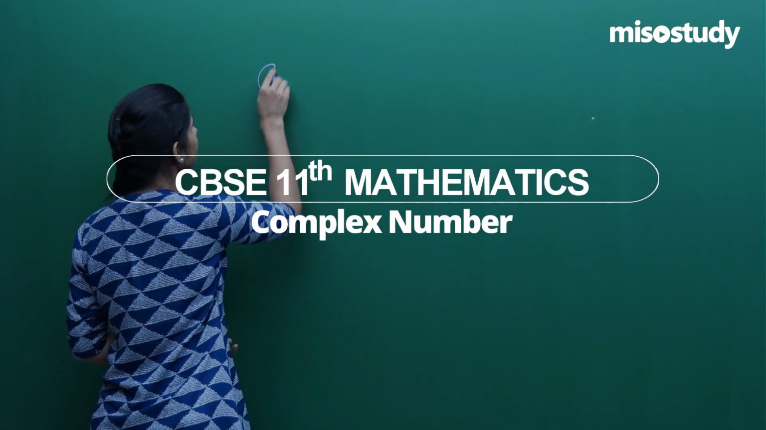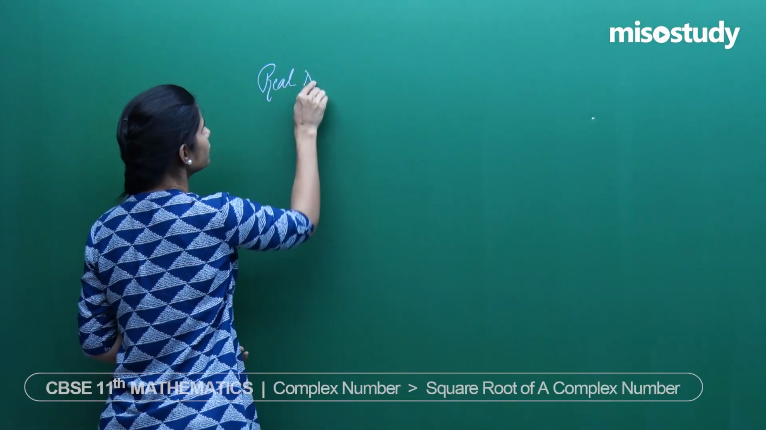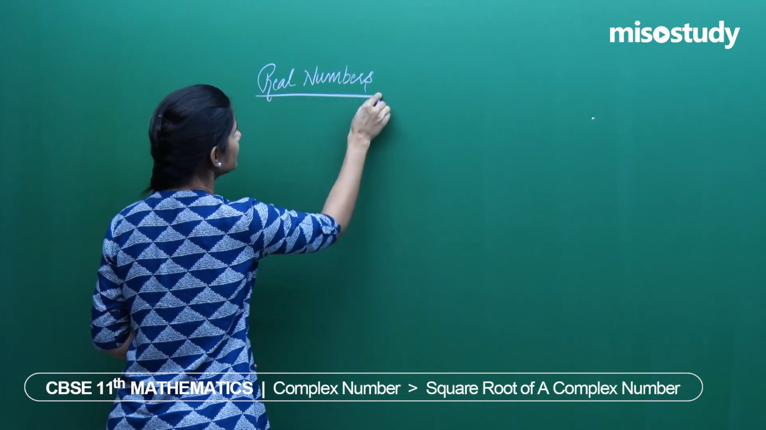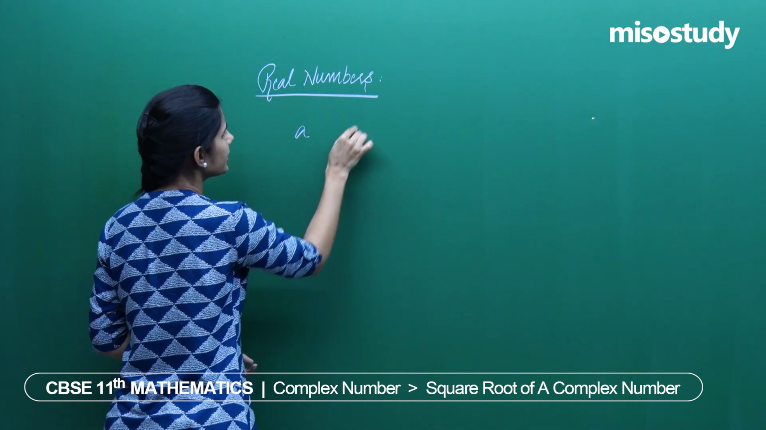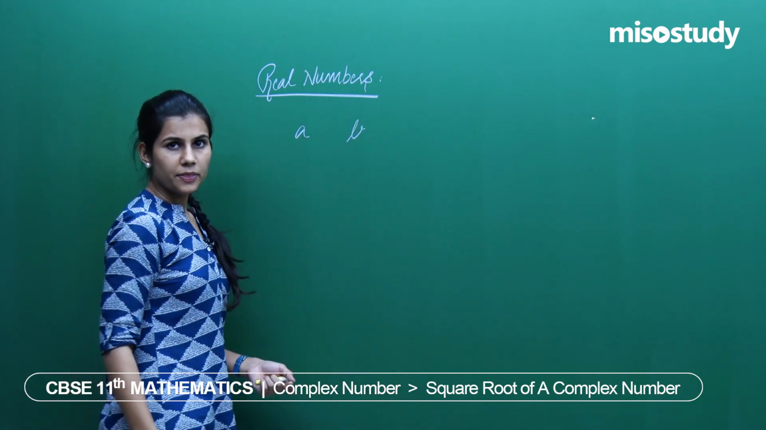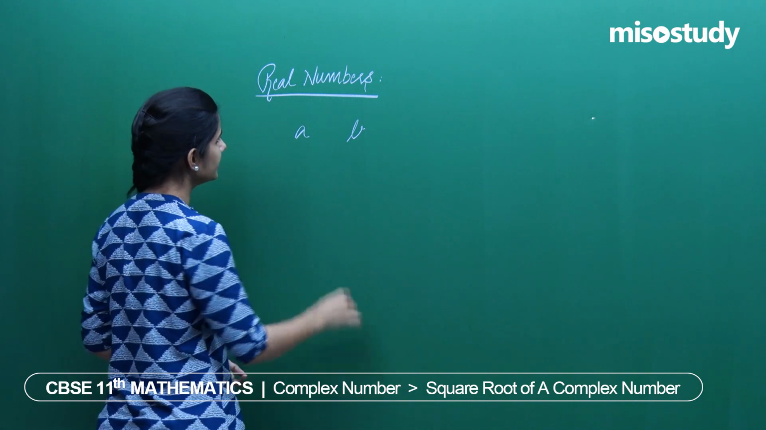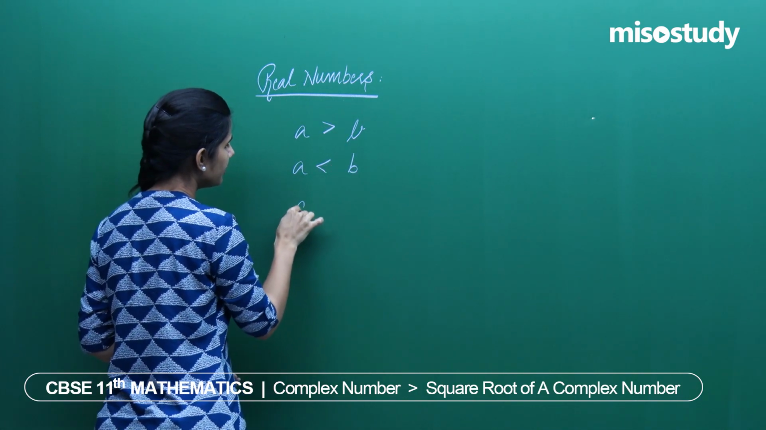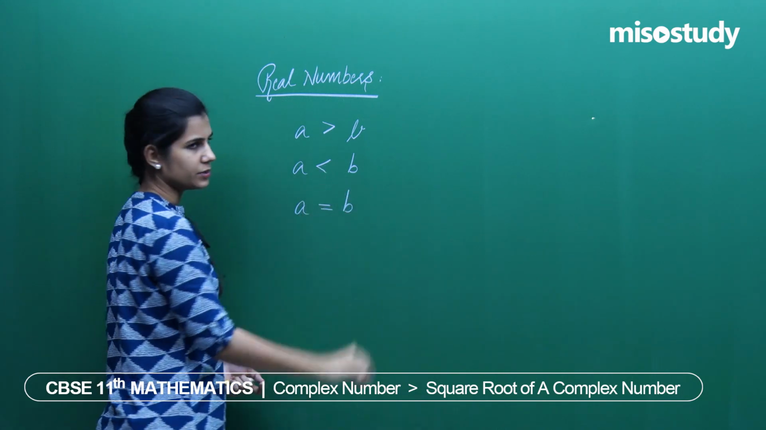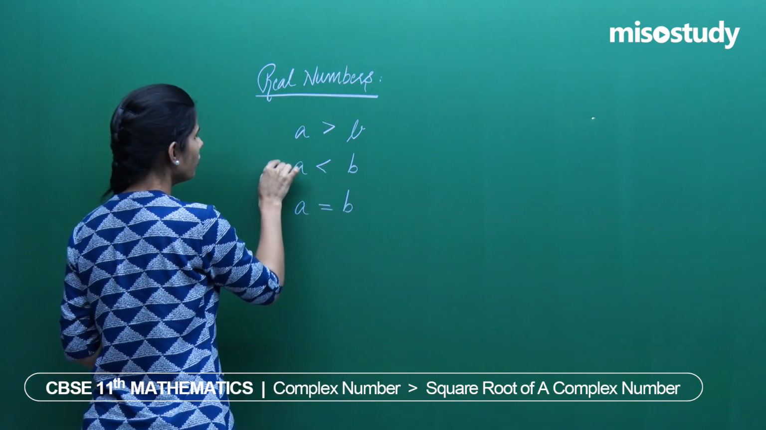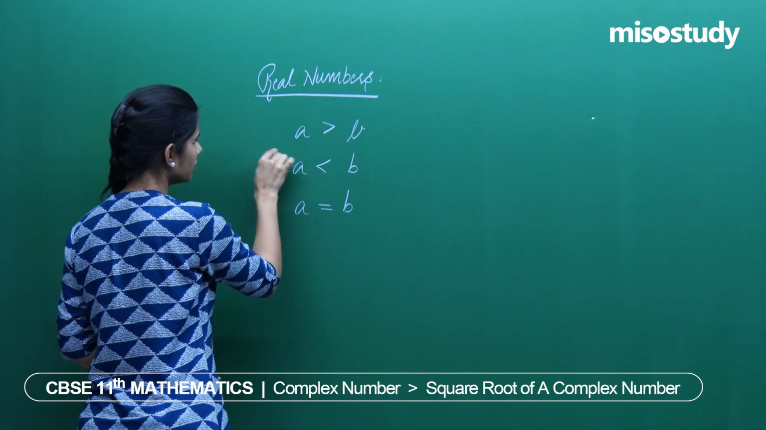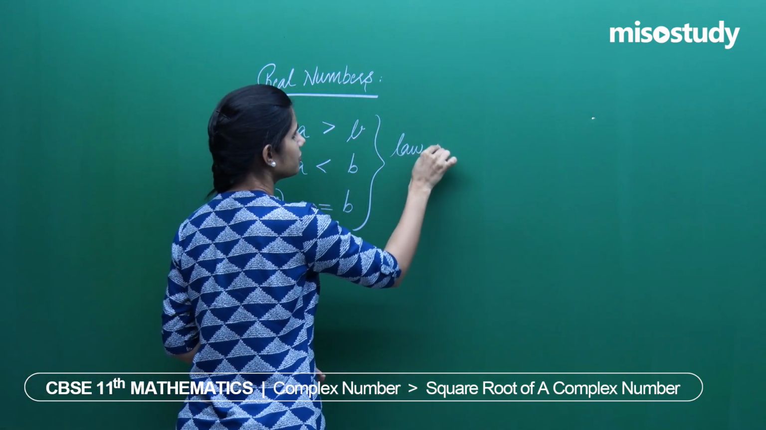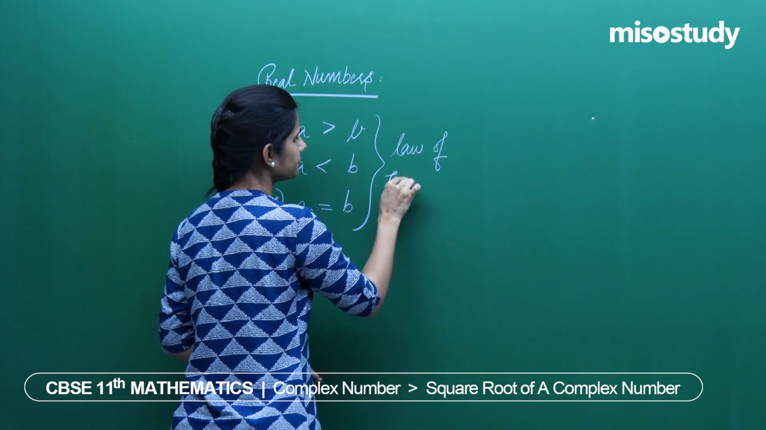When I talk about real numbers, if you give me any two real numbers A and B, the law of trichotomy says that either A will be greater than B, or A will be less than B, or A will be equal to B. Either this will hold, or this will hold, or this will hold. This is what is said by the law of trichotomy.